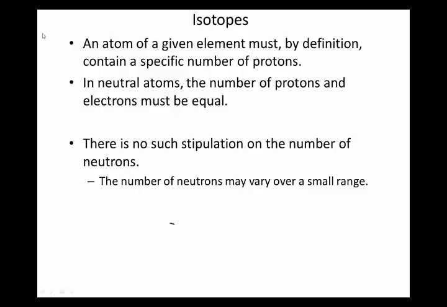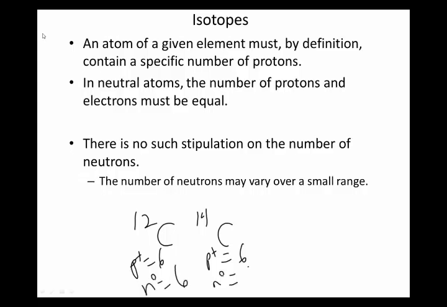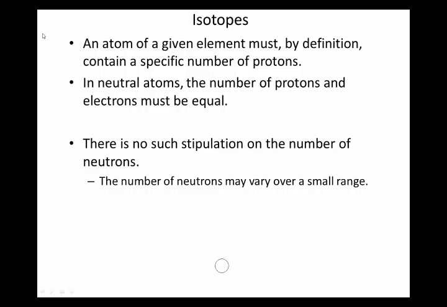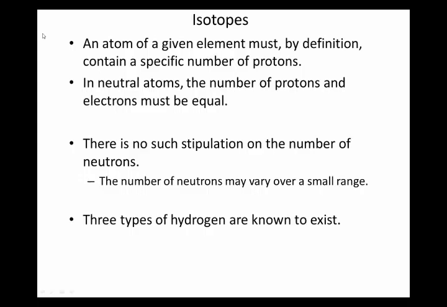An example I used before when we talked about symbols: you could have carbon-12 and carbon-14. Now, both of these have 6 protons, right? But carbon-12 has 6 neutrons, and carbon-14 has 8 neutrons. So we have these 2 different variations on carbon, and they're both carbon because they both contain 6 protons. The number of neutrons doesn't change what kind of element it is.